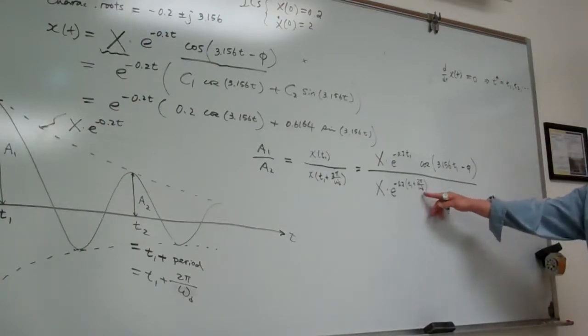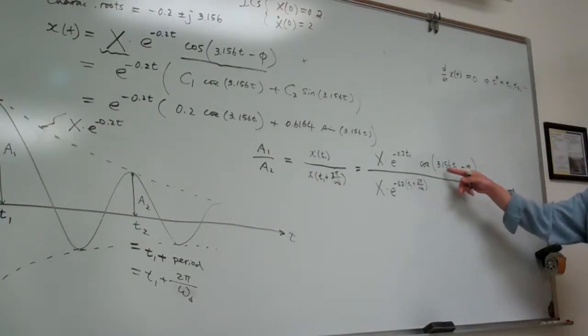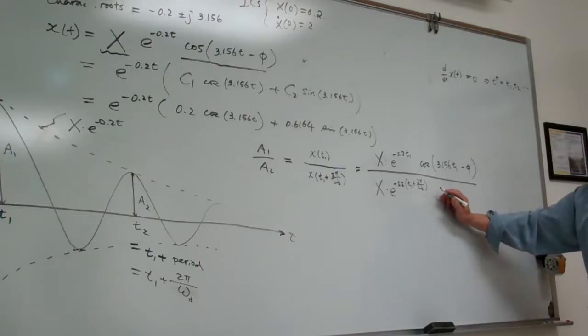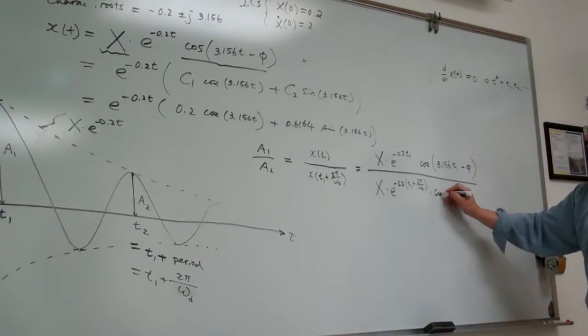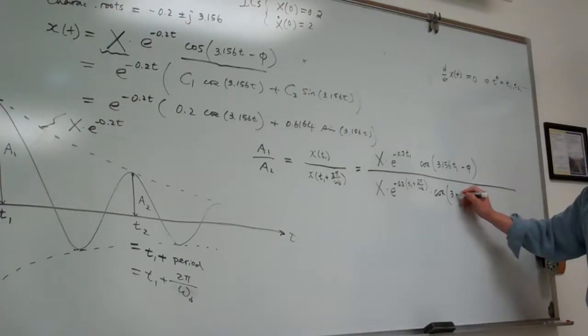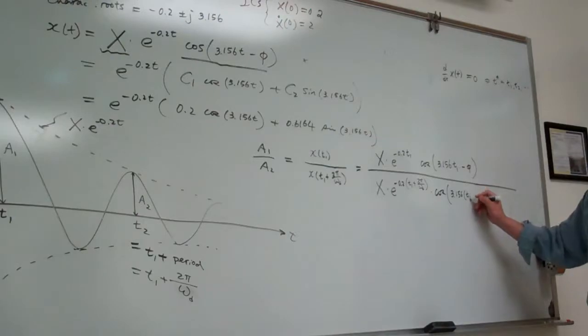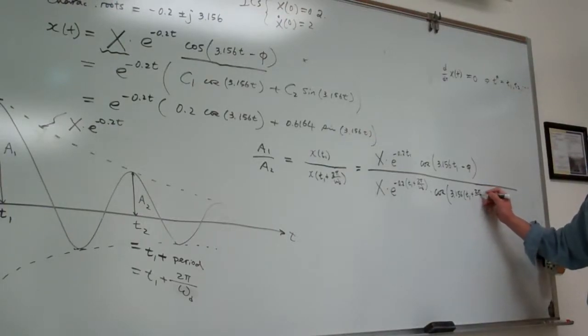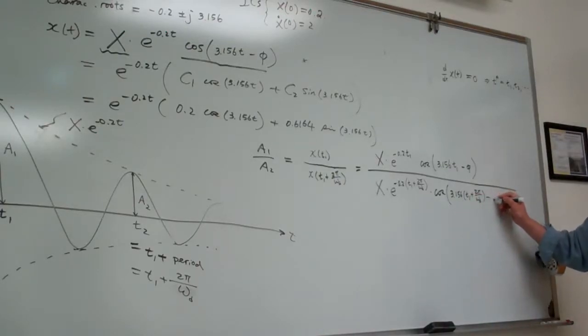I swapped omega d here with this number, 3.156. Now cosine of 3.156 times T2, that is T1 plus 2 pi divided by omega d, with omega d equal to again 3.156. Okay, we'll leave it there.